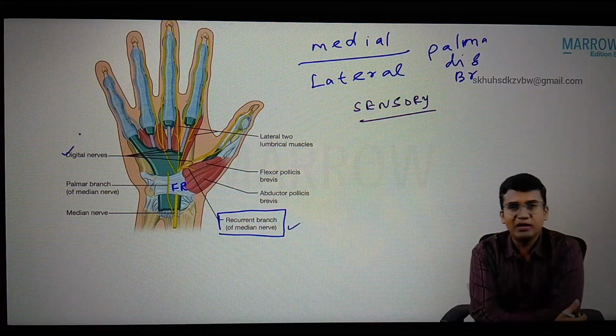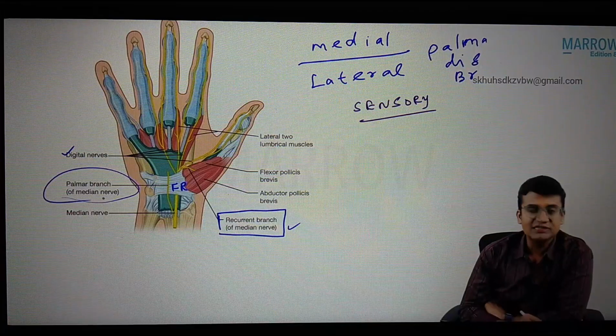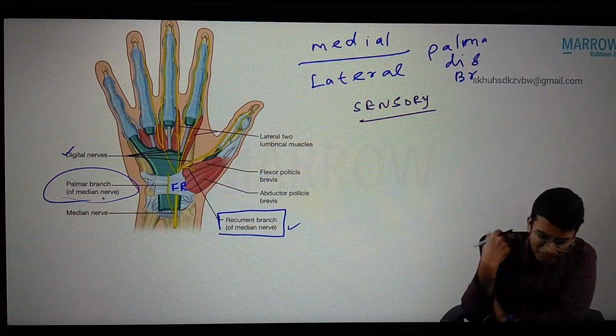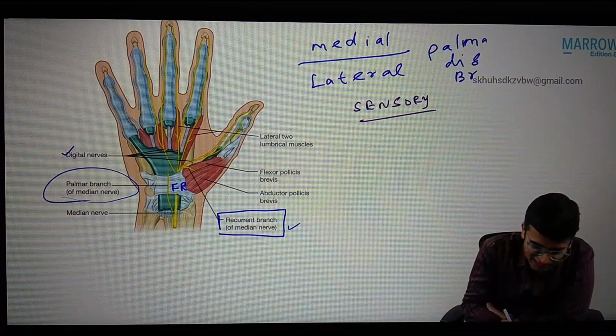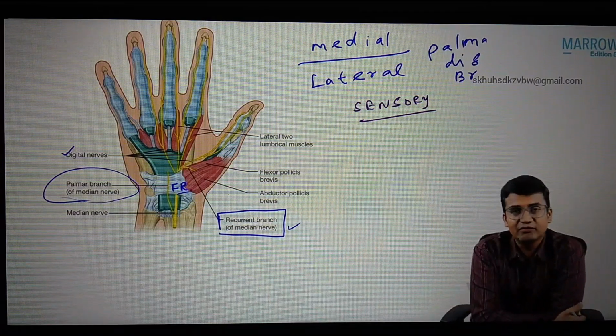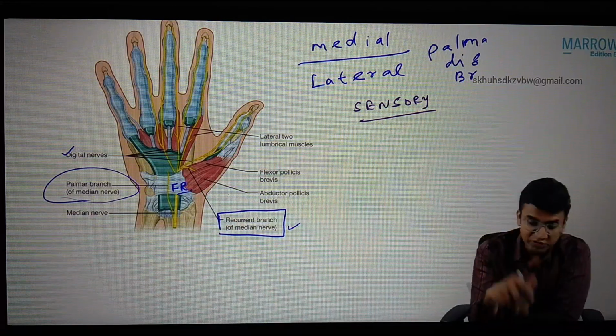So we know about the recurrent branch and the palmar digital branch. One more branch is there, the palmar branch of the median nerve. See the nerve in the diagram. It is passing above the retinaculum band. What about the median nerve trunk? The trunk of the median nerve is passing below the retinaculum.